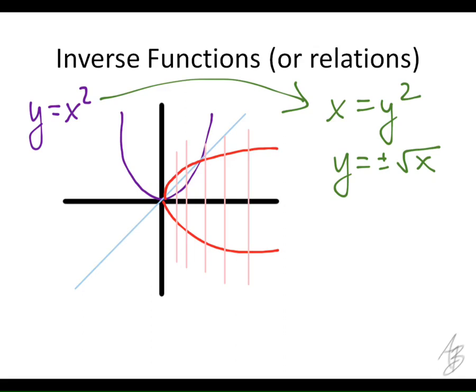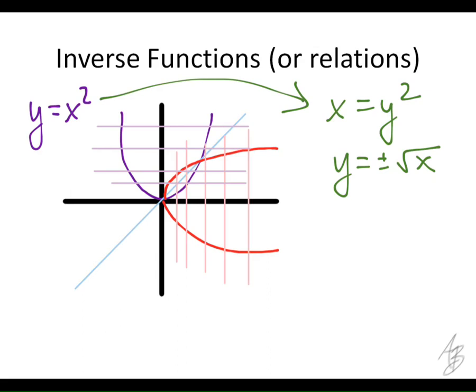So the horizontal line test is going to look more like this. And if the horizontal line crosses the function more than once, then it's not going to have an inverse that is a function. Does that make sense? Okay.